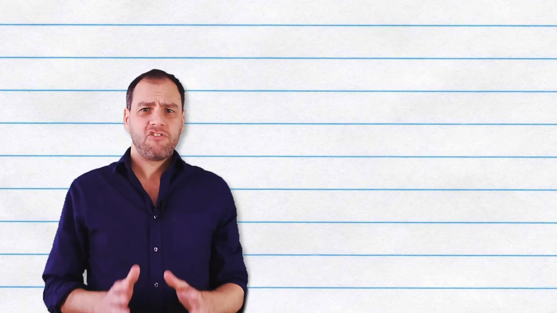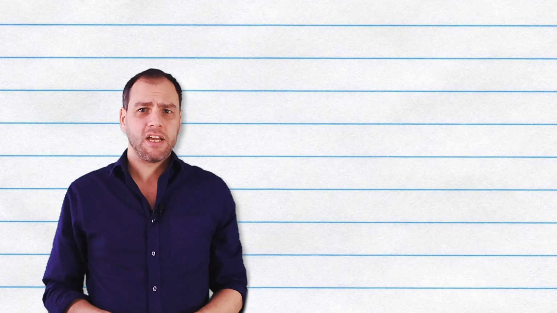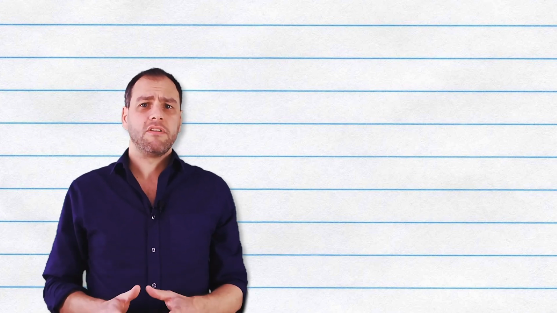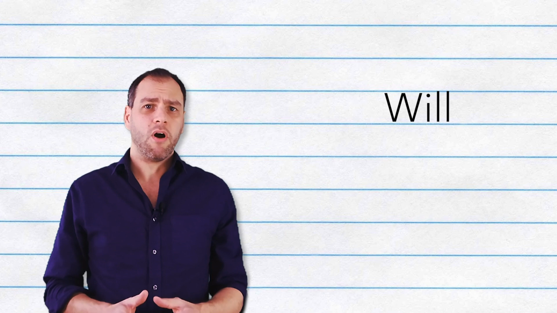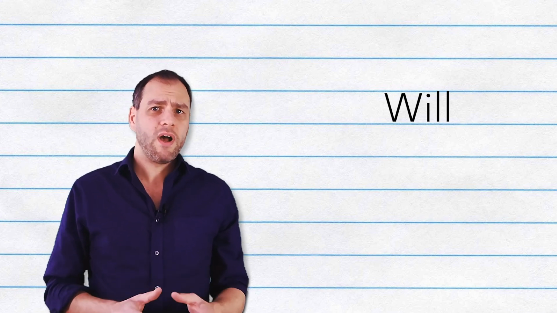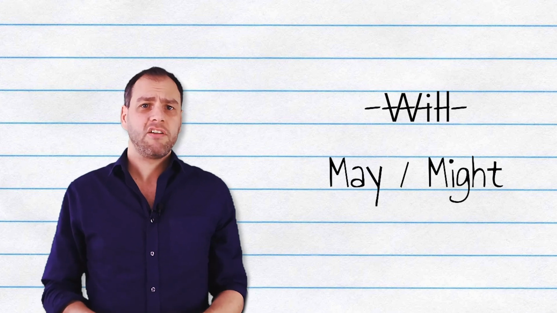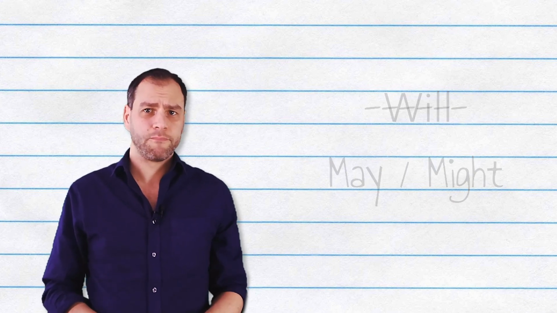A hedge can change a very forceful statement into a much softer one, and they show that you're aware that other ideas and opinions are out there. Hedging is often done by changing a single word, for example changing will to may or might, although sometimes hedging is done by adding a whole new word.